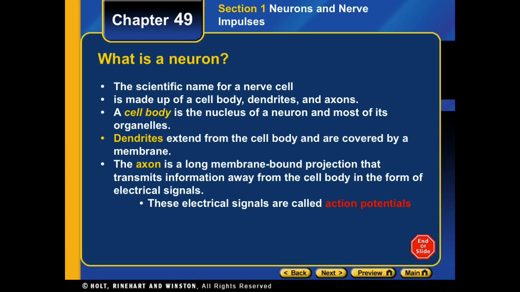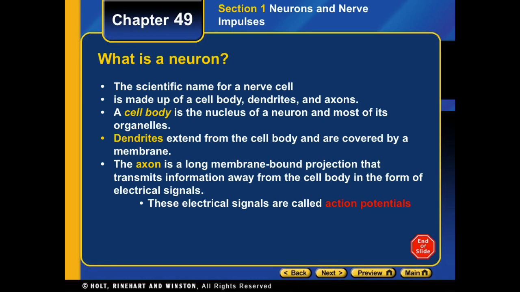The second part is called a dendrite. The dendrites are like finger-like projections that extend from the cell body, and they are covered by a membrane. And then lastly, our third part of a nerve cell or neuron is an axon. And an axon extends away from the cell body.